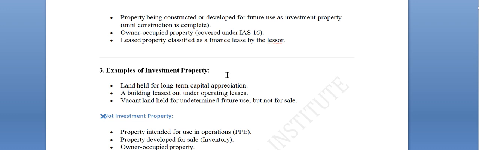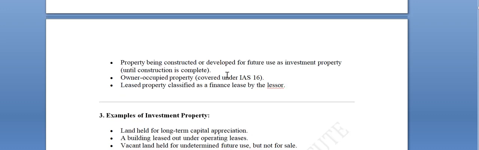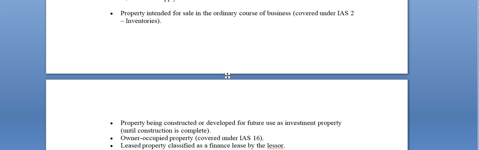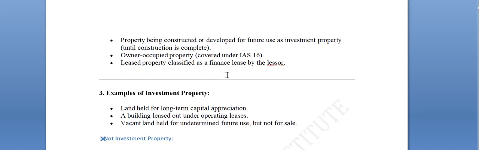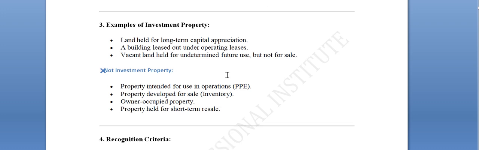We have a property that is being constructed or developed for future use. Let me go up a bit so you can see it better. So, a land, that's examples now. A land held for long-term capital appreciation. I've explained that. Building leased out under lease. Vacant land held for undetermined future use but not for sale. That's investment property. Then we have property intended for use in operations.